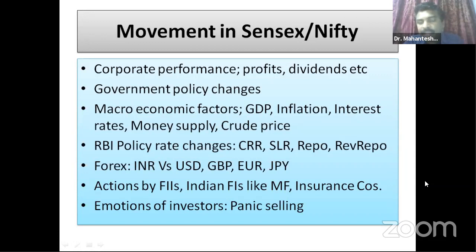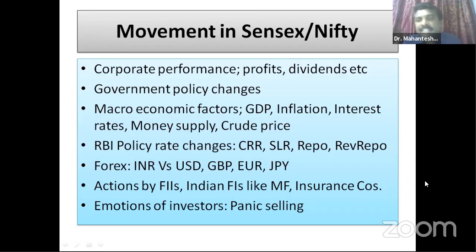Actions by the foreign institutional investors, we call it portfolio investment. Foreign institutional investors make a major impact on the Indian markets, especially on the Sensex and the Nifty. If they invest more in Indian markets, the Sensex movement goes up. If FIIs pull down the monies from the Indian markets, the Indian stock prices will come down, the Sensex and Nifty will come down.